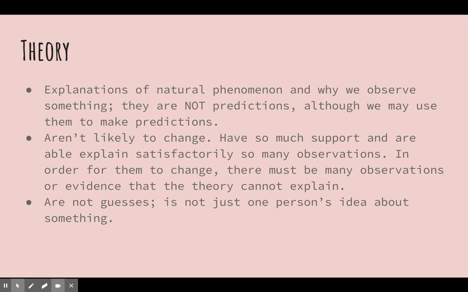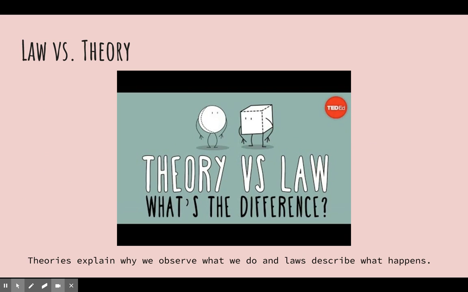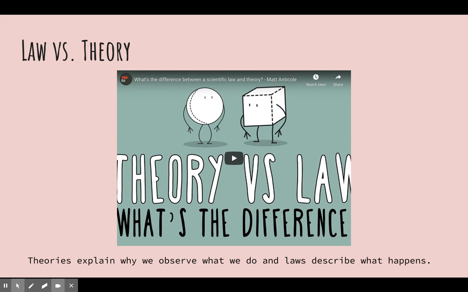So as I said, your prediction, that's a guess. That's your idea about something. A theory is not that. So law versus theory. People get these confused a lot. Down here at the bottom, I put theories explain why we observe what we do, and laws describe what happens. So I'm not going to play this right now in the slide deck. We're going to take a break here on Edpuzzle, and this is where you're going to watch this video.